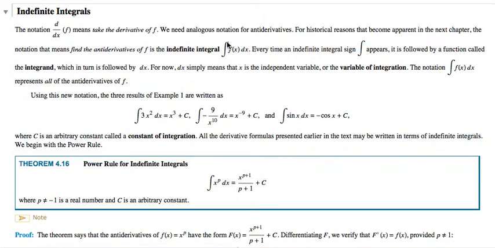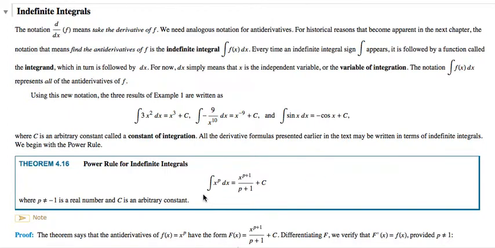So this is read as take the indefinite integral of f of x with respect to x. The function is called the integrand, and for now the dx simply means that x is the independent variable or the variable of integration. So in this case we're going to say that we're going to integrate f of x with respect to x. And so here are all of the examples that we did in part 1 with the new notation.